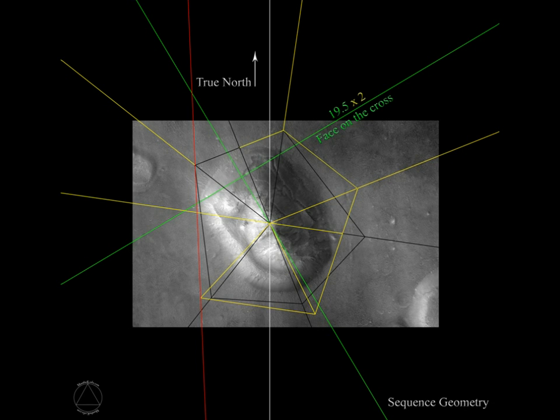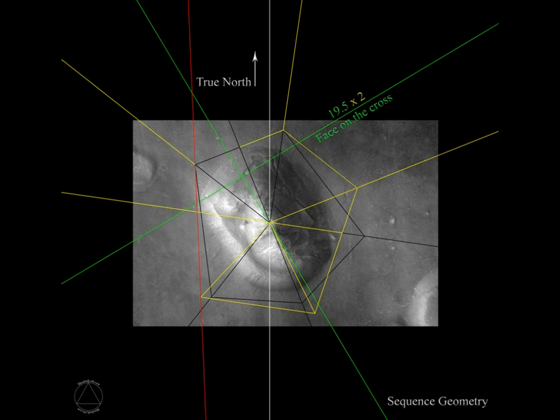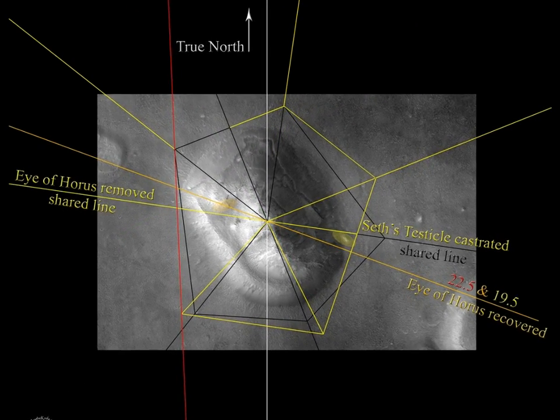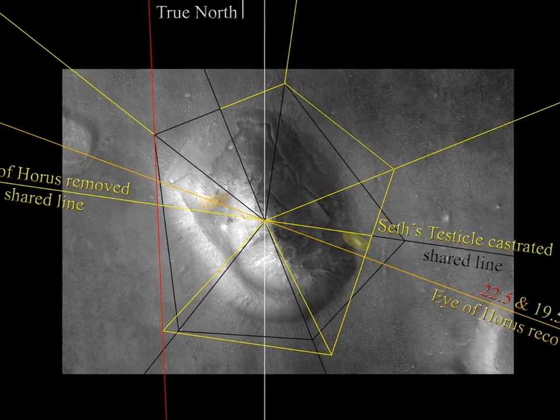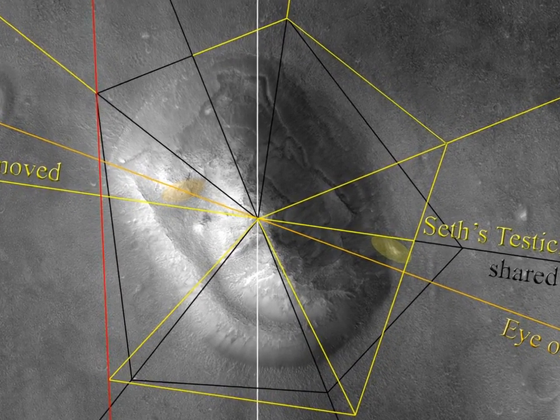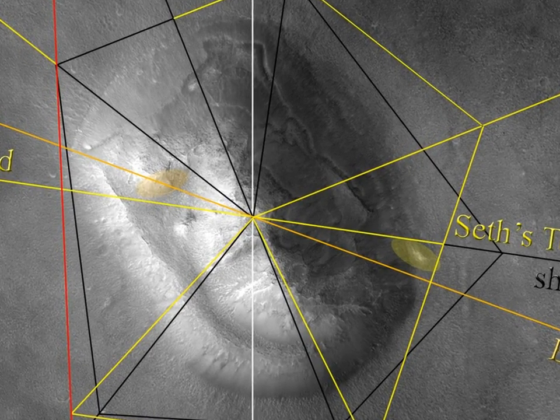Our first stop in the sequence will be at the cross at 19.5 degrees, where we meet the face of Horus and the lion face of Seth. The second stop will be to lose the eye of Horus and then recover it and meet up again with Seth the lion.